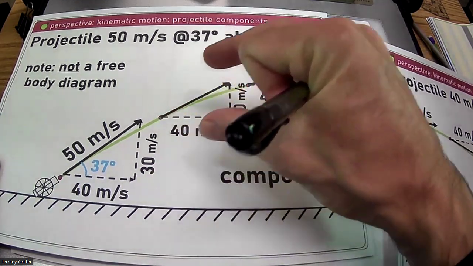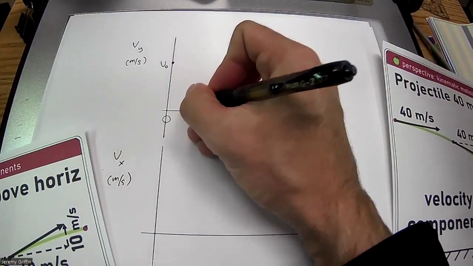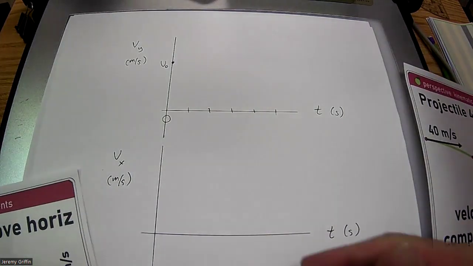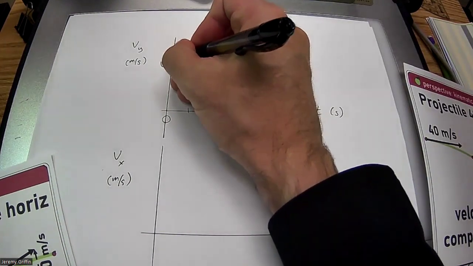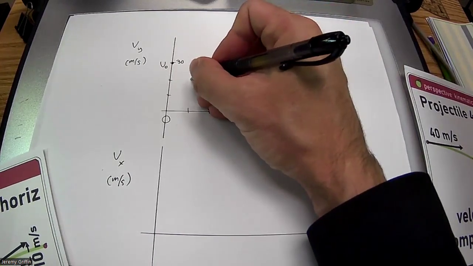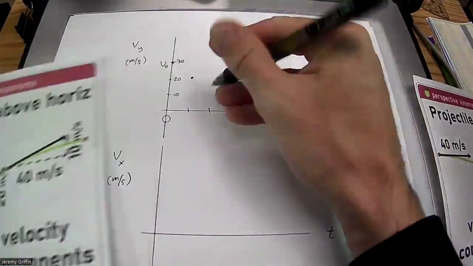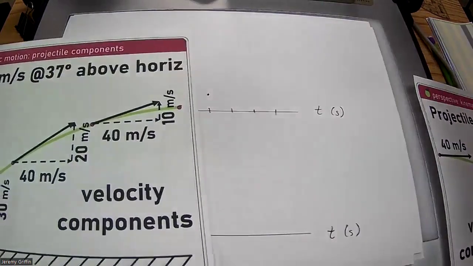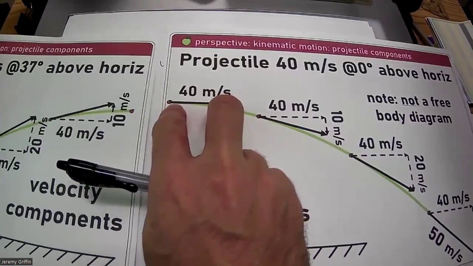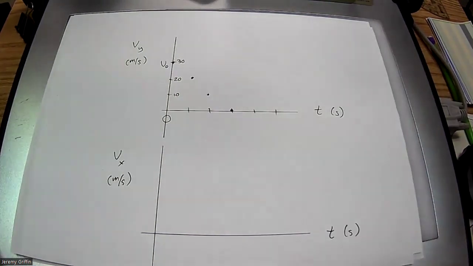Then after 1 second, it's traveling up how fast? 20. So let's make some coordinates, 1, 2, 3, 4, 5 seconds. These might not be your numbers, but you get the idea. Put a 30 up there, 30 meters per second. After 1 second, it's down to 20, and after 1 more second, down to 10. After another second, it's traveling how fast vertically? 0, right at the very top.